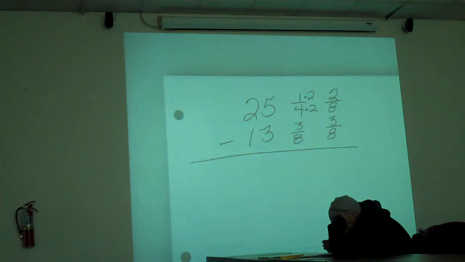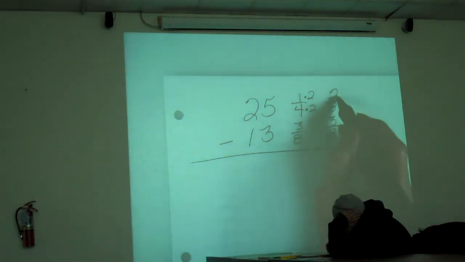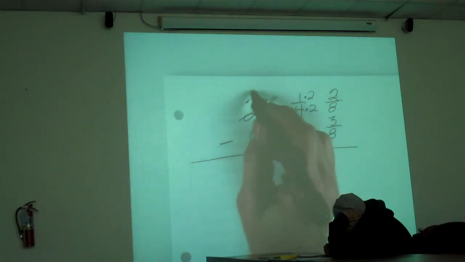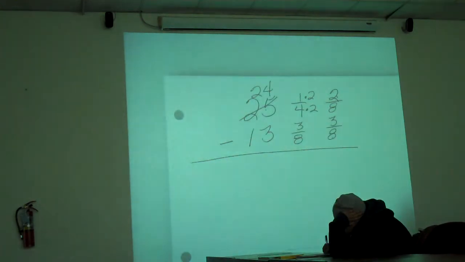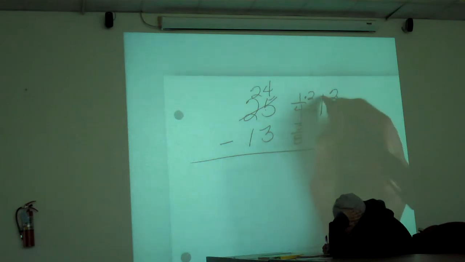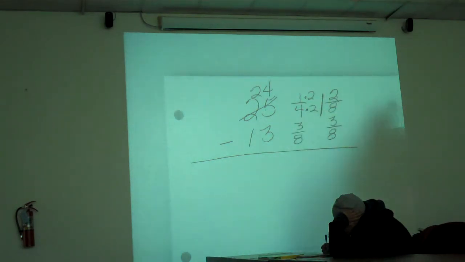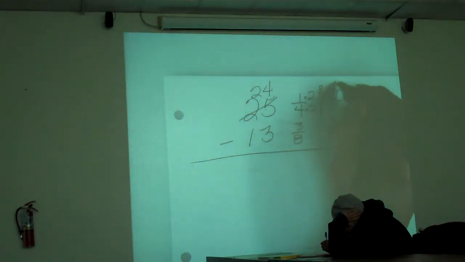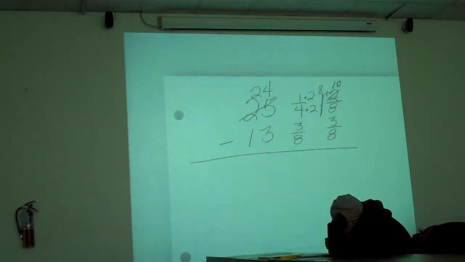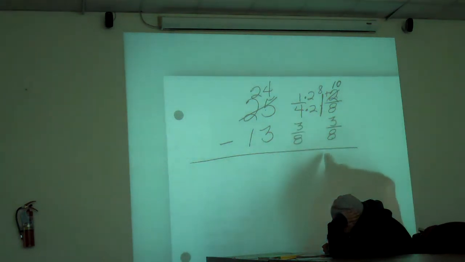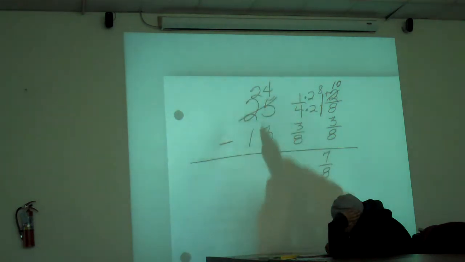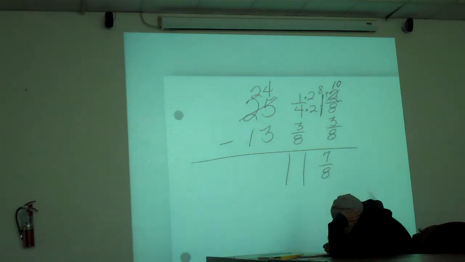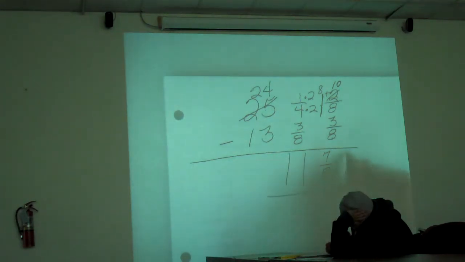2 minus 3, you don't have enough, so you have to borrow from the whole number, make it 24, put the whole number in front of the 2/8, so you have 8 times 1 is 8 plus 2. 8 plus 2 is 10. So now you have 10/8 minus 3/8 is 7/8. 24 minus 13, 4 minus 3 is 1, 2 minus 1 is 1. And that won't reduce.